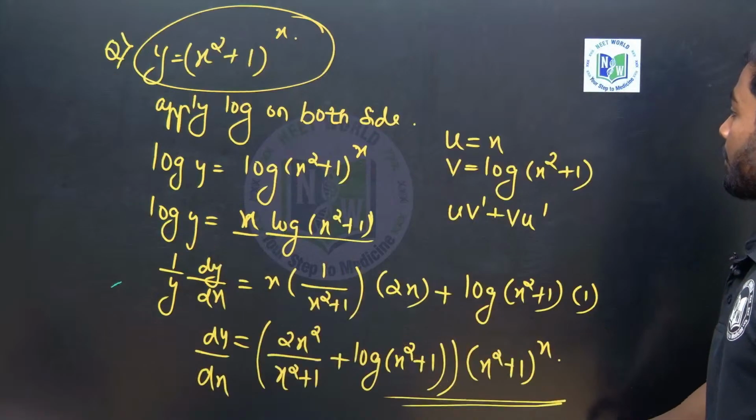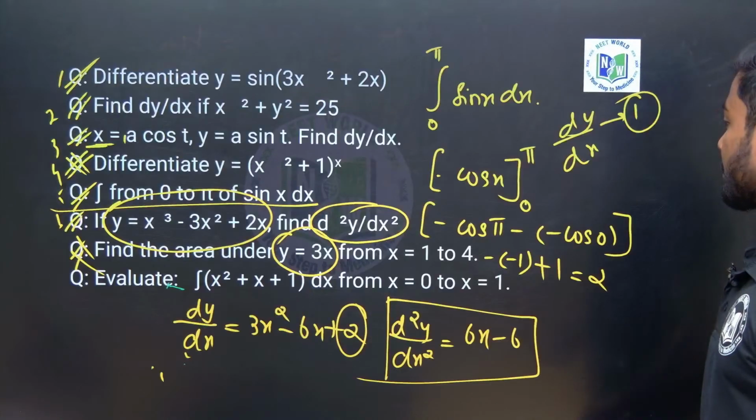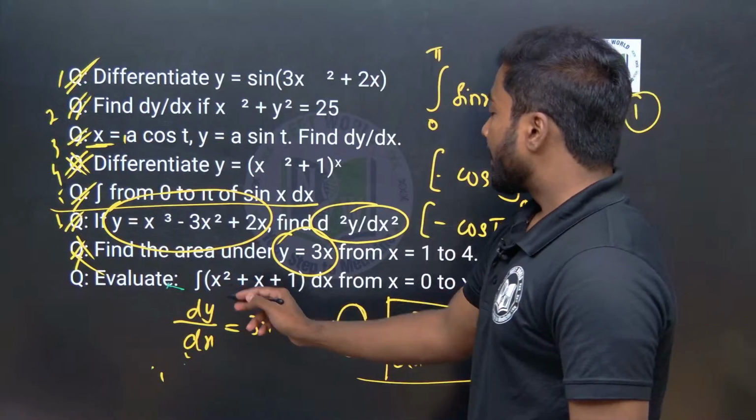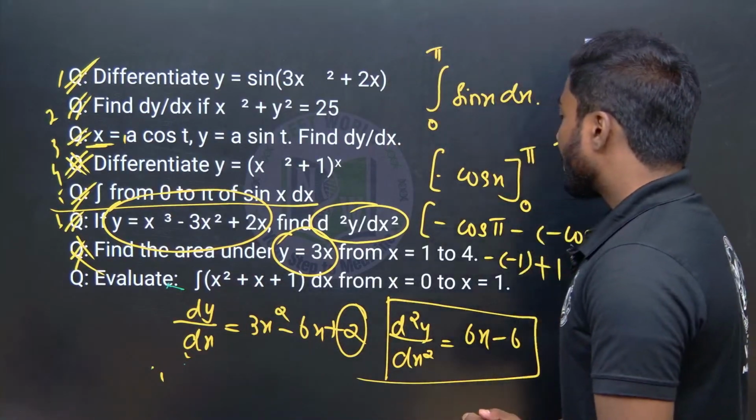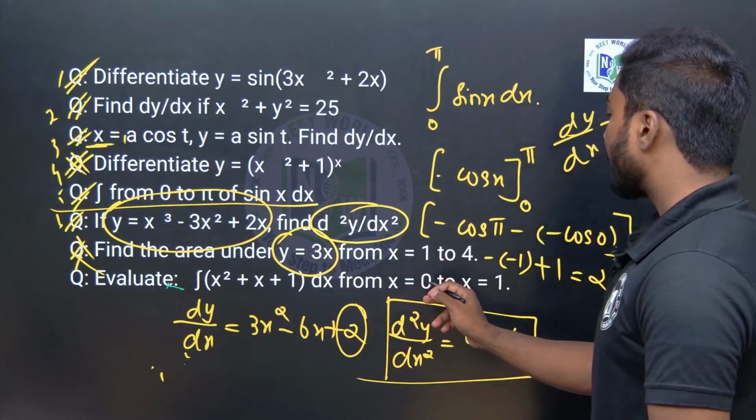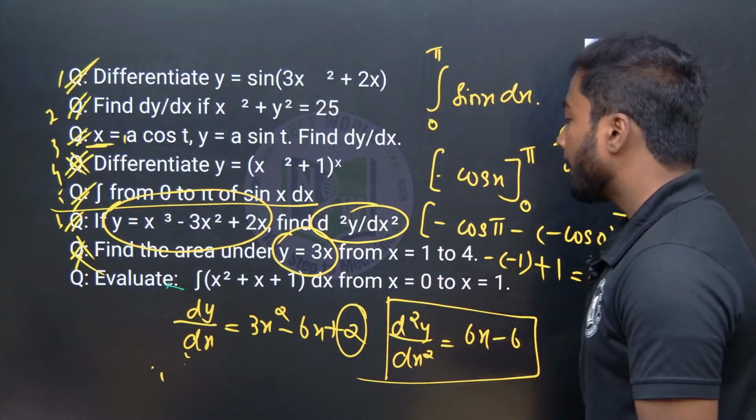Okay, let me go for the last question here. Integrate x square plus x plus 1 dx from x equals 0 to x equals 1. It is a simple integration, no?